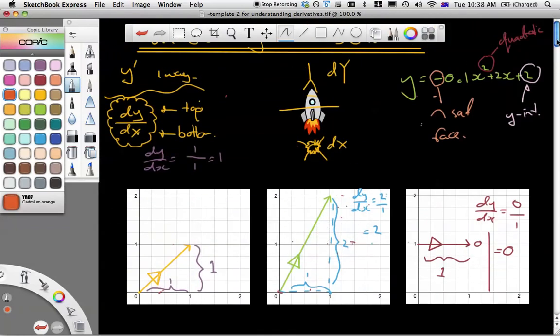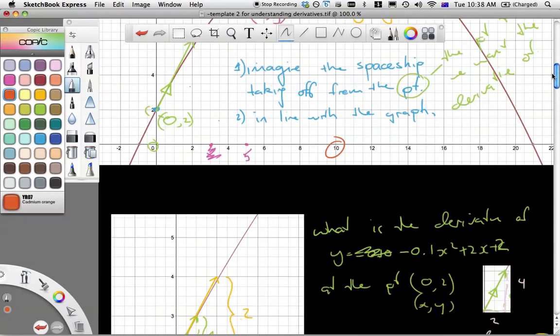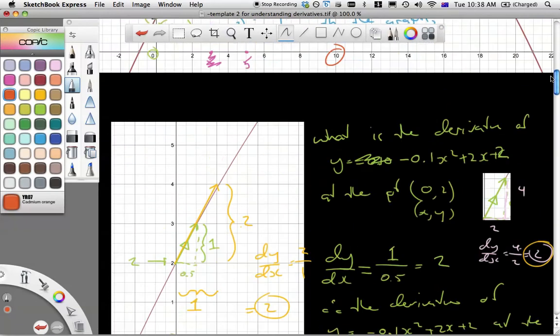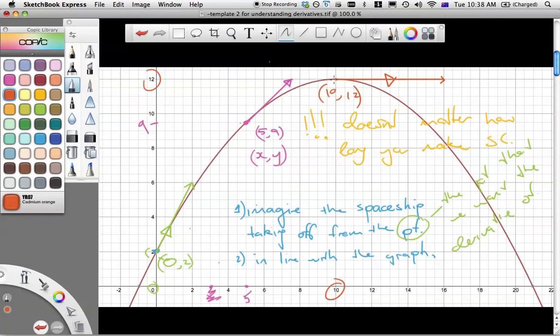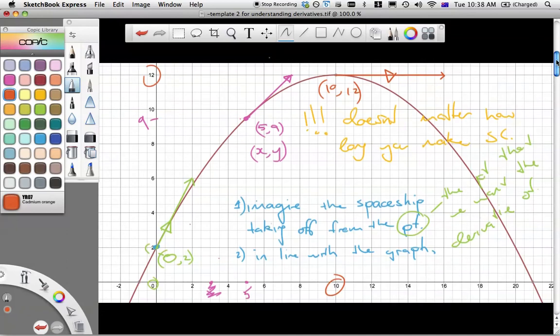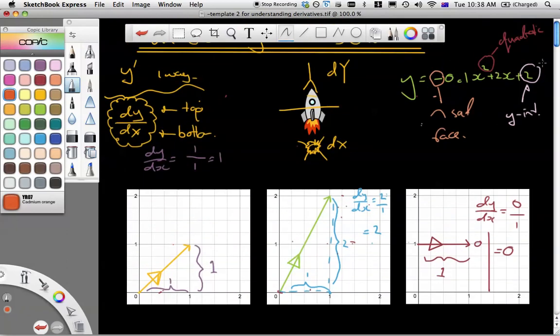So that's 3 examples of how we can use the rocket ship analogy to think about what the gradient is at 3 different points on this quadratic. All you have to do is think about where's the spaceship taking off from, and then do your dy dx. How far is the spaceship's top above the back of the spaceship? In the next video, we're going to link this through with calculus and make that connection.